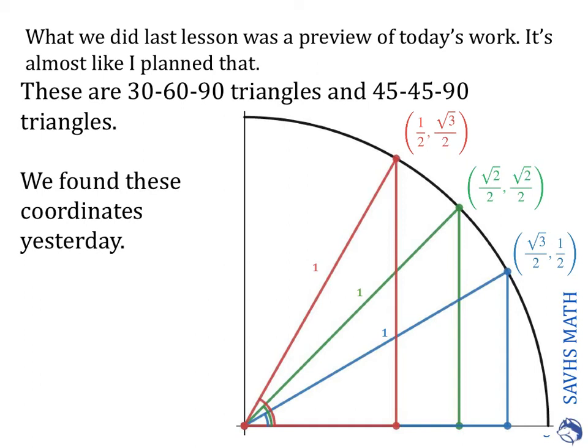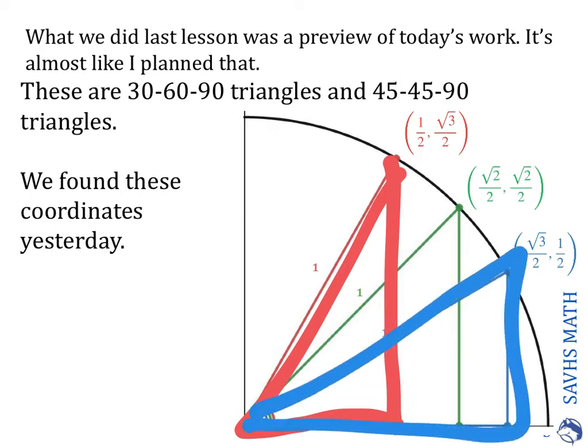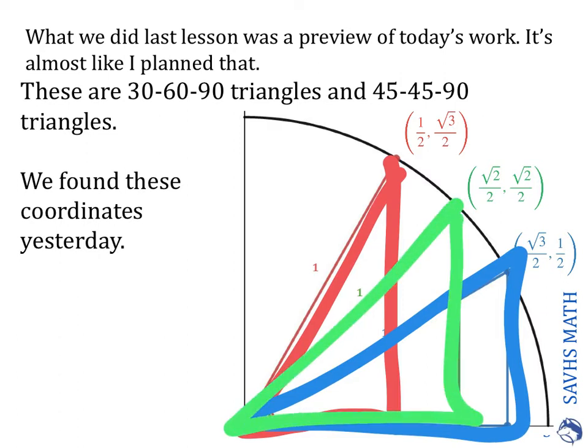Okay, so yesterday, or last lesson, we talked about these 30, 60, 90 triangles and this 45, 45, 90 triangle. So the red one, the blue one are both 30, 60, 90s, and then the green one is a 45, 45, 90. What's important here, and I'll just label these angles before we go any further here.